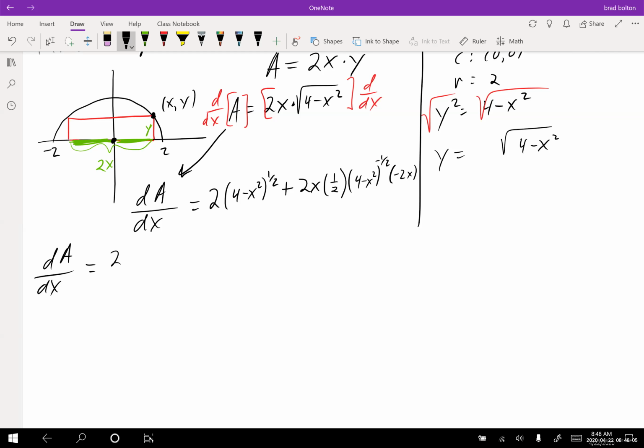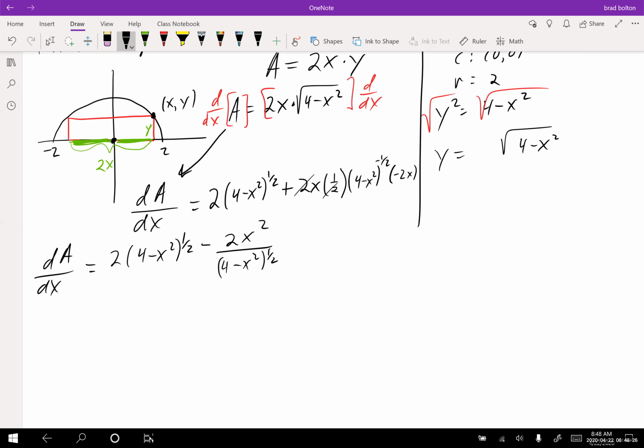So this is 2 times (4 minus x squared) to the 1/2, plus, now these 2's cancel. Well, then I guess it's minus then, right? Minus 2x squared over (4 minus x squared) to the positive 1/2 in the denominator now.